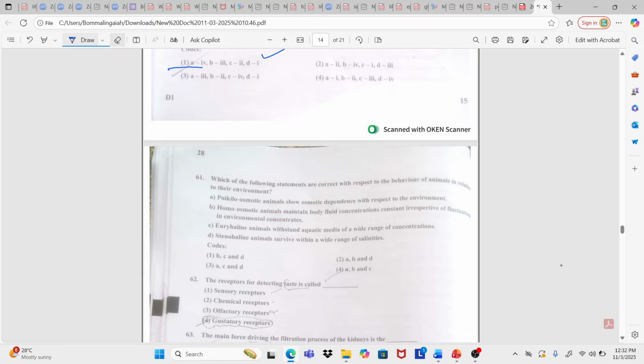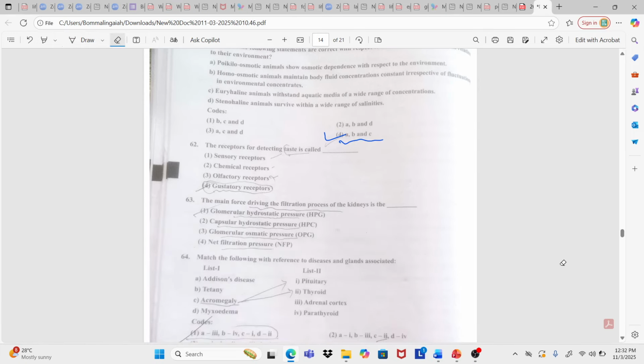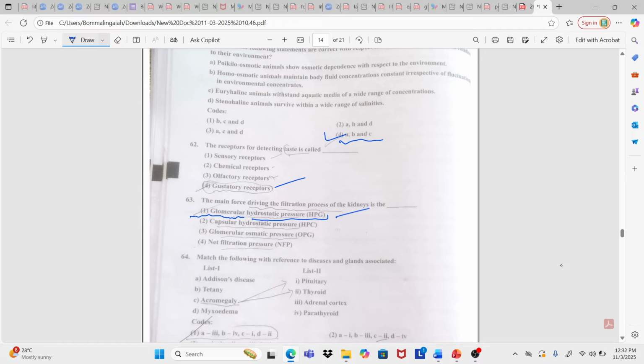Number 61. The correct option for this question is ABC. Next, question number 62. The receptors for detecting taste are called gustatory receptors, that is the correct answer. The next question: the main force driving the filtration process of the kidneys is called, commonly all of you think, osmotic pressure, glomerular pressure, but actually the correct option is glomerular hydrostatic pressure.